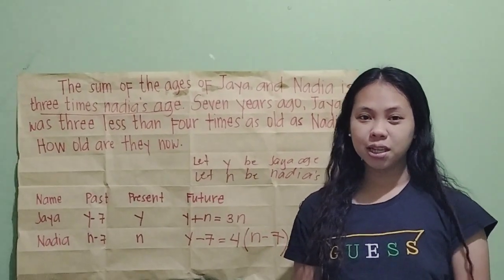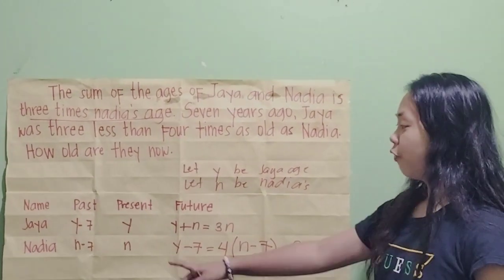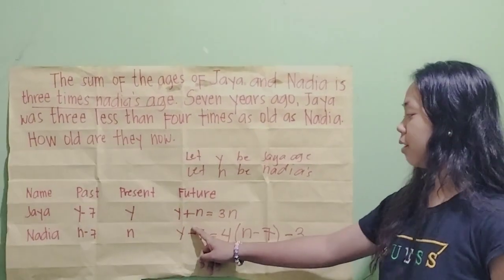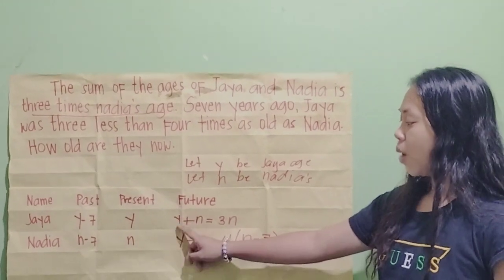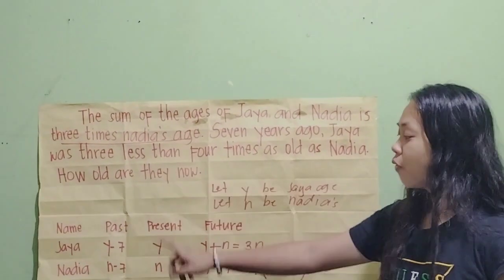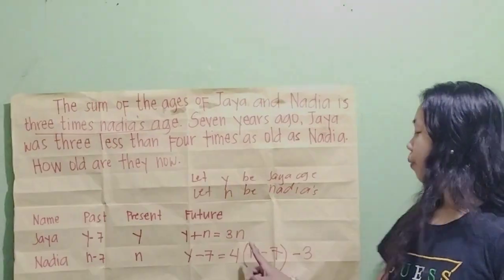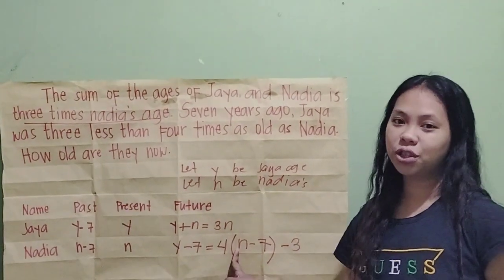Now that we have translated each into an equation, we have two equations for this problem. For the first equation, we have y plus n equals 3n, wherein y and n are Jaya and Nadia, then 3n is 3 times Nadia's age. For the second equation, we have y minus 7 equals 4 times the quantity of n minus 7, minus 3.